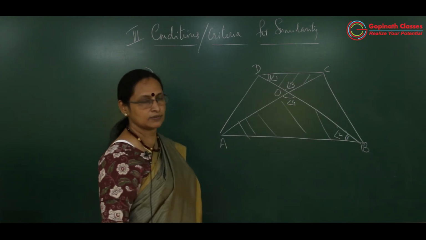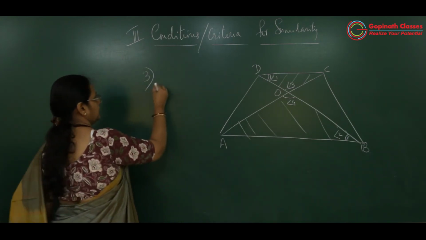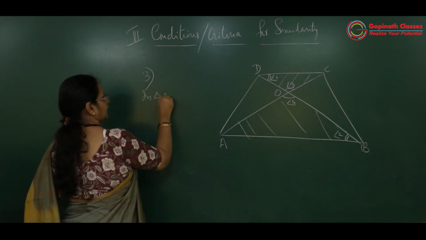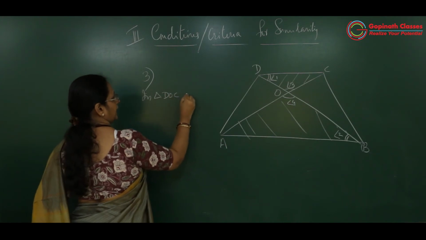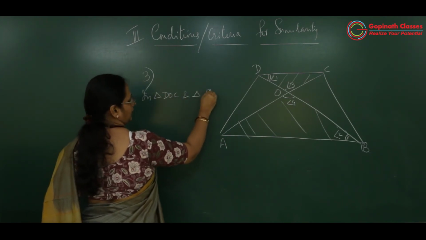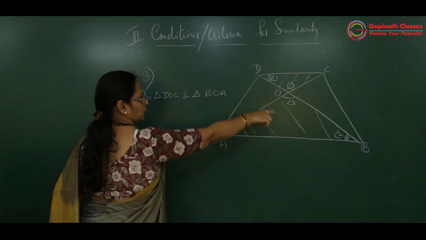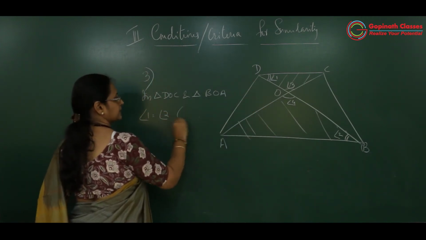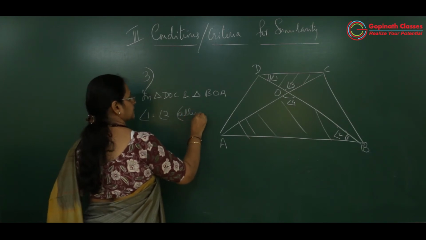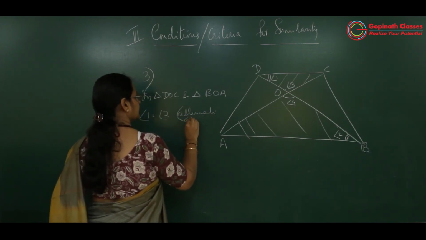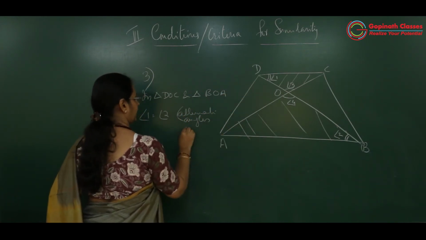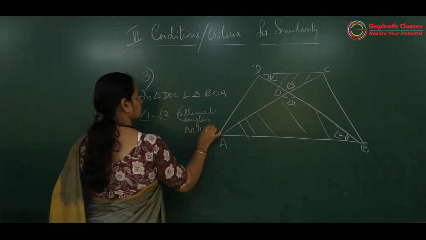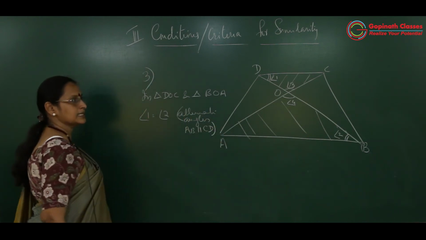Since they are similar, the sides will be proportional. So we can write, in triangle DOC and triangle BOA, these two triangles, angle 1 equal to angle 2. Why? Reason we will write: alternate angles. Since what? These two are parallel. AB parallel to CD. That's why the alternate angles are equal.